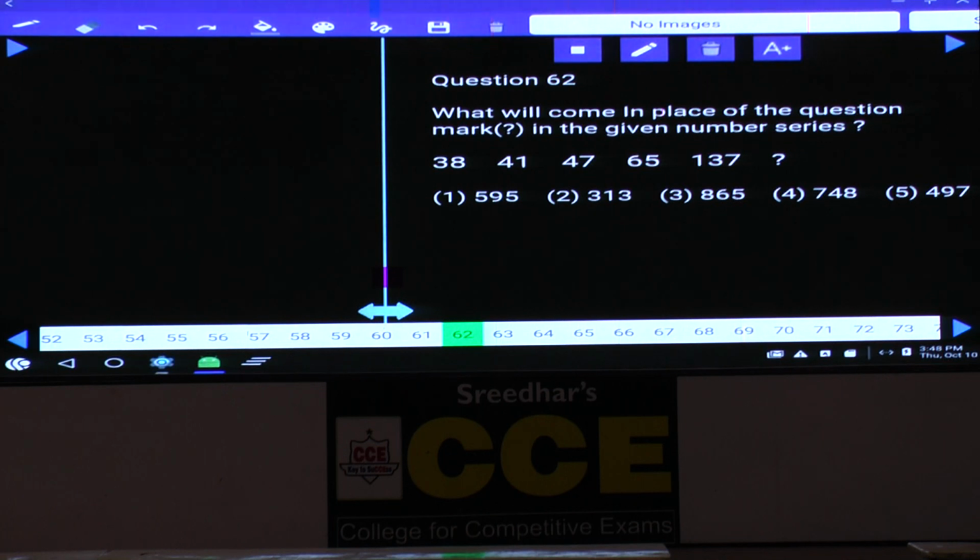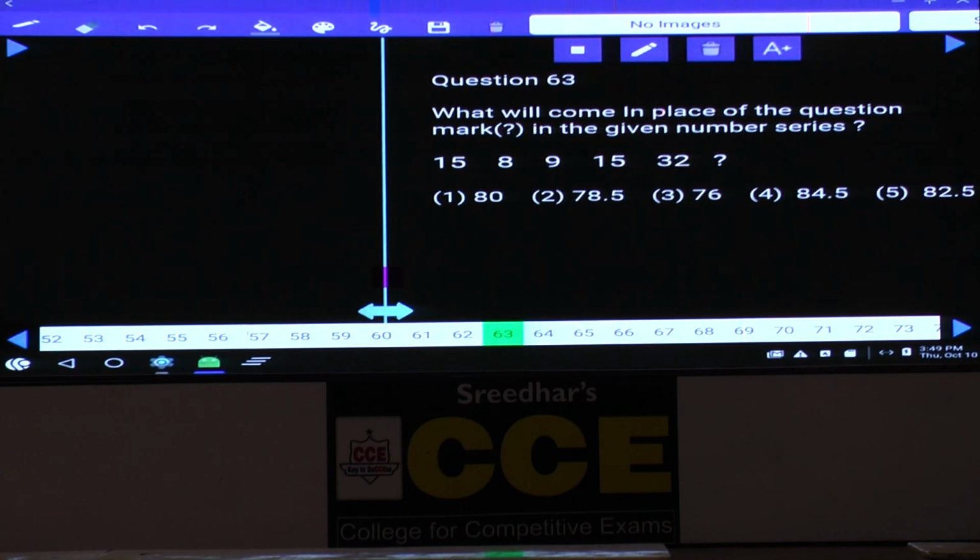Then coming to 62, 38, 41, 47 and 65. The numbers are increasing at a smaller rate. Hence it must be under difference. The difference is 3. Next difference is 6, then 18. 3, 6, 18. 65 and 137. The difference is how much? 72. Now 72. Now 3 into 2 and 6 into 3 into 4. Next one into 5 is 360. Now 360 should be added to this one. If you add 360 to this one, the answer is how much? The last digit 7, that is choice 5.